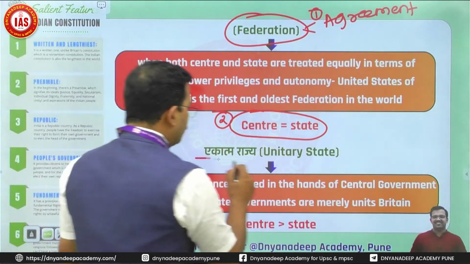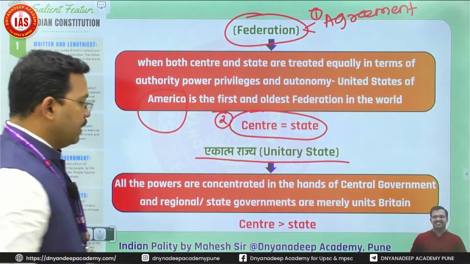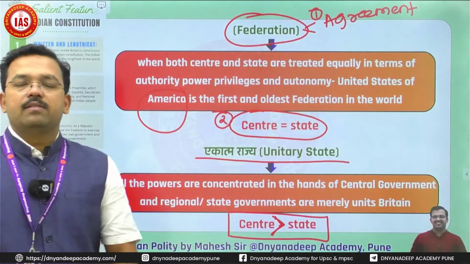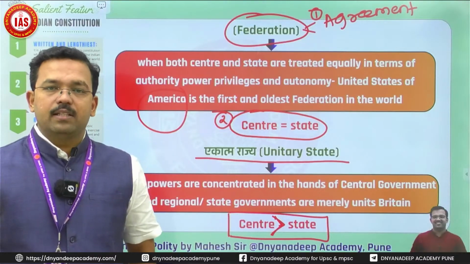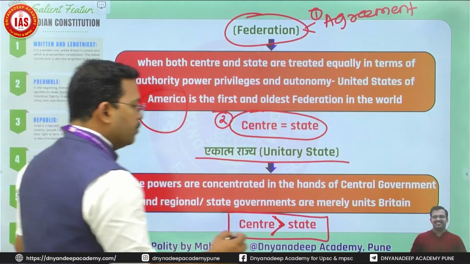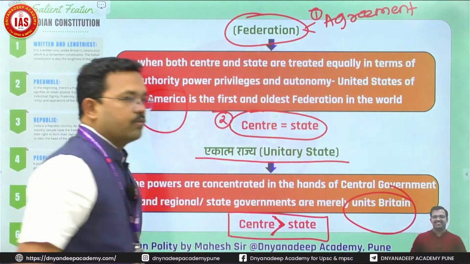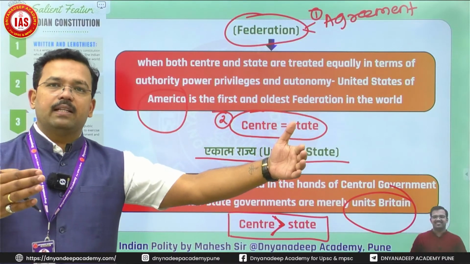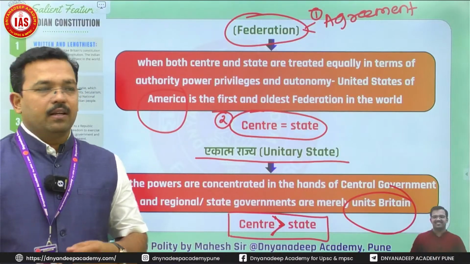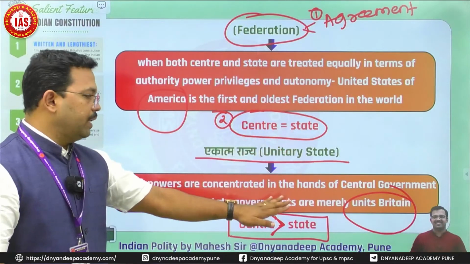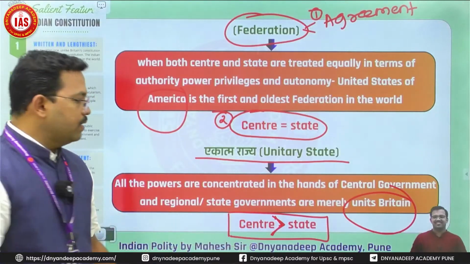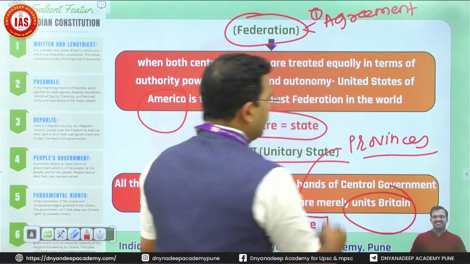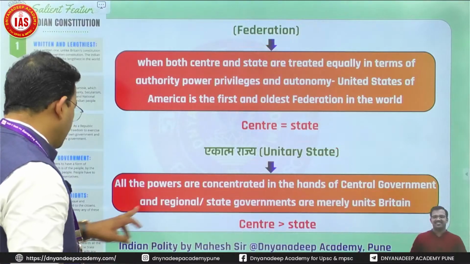Second is the unitary state. Which are unitary states? Those states where the central government is all powerful compared to the states are called unitary states. England is one of the most important unitary states. So we are getting two important extremes. On one side a federation, that is America, on the other side Britain, which is a unitary state. In America center is equal to state. In Britain the central government is all powerful. In Britain states are known as provinces, and provinces do not have any rights. Everything lies in the hands of the central government.